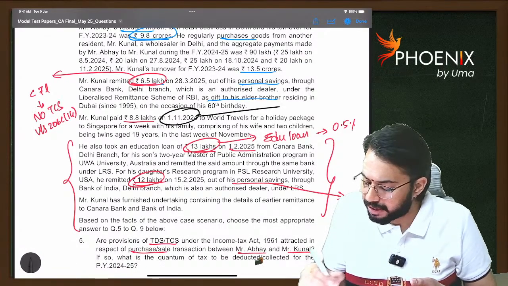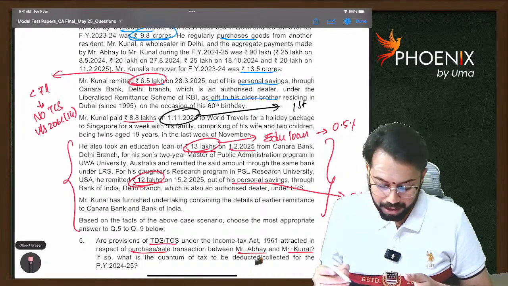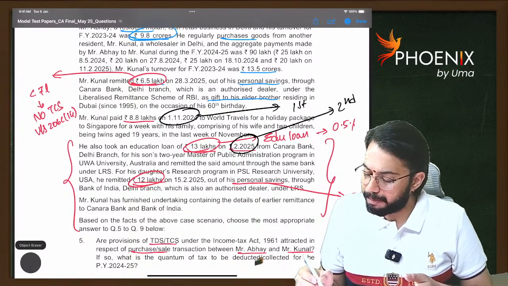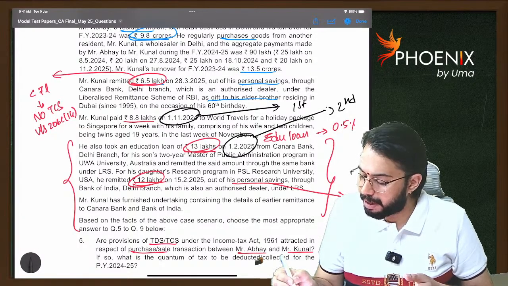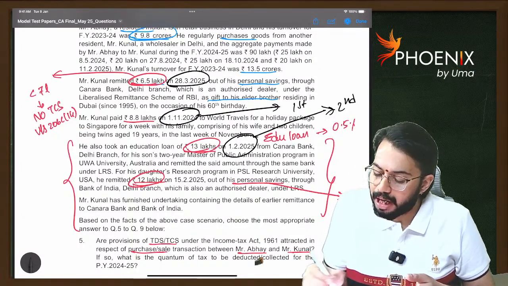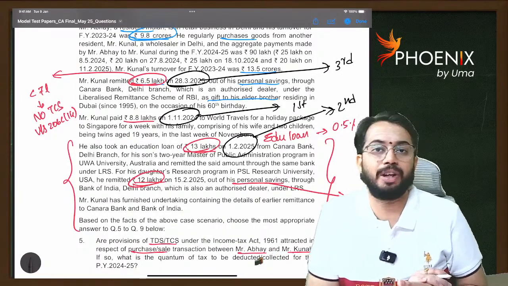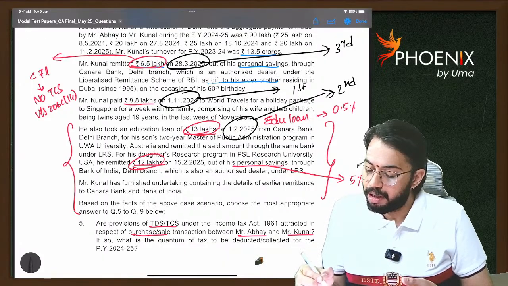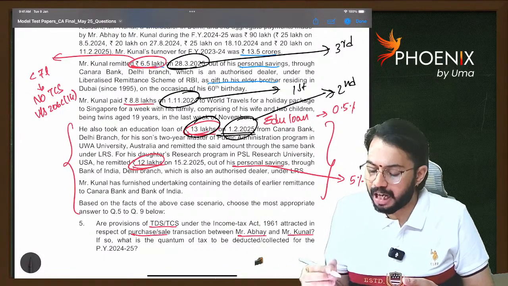First remittance was on 1st November 2024. Second remittance was on 1st February 2025. Third remittance was on 28th March 2025. Am I correct or not? So, when first remittance was made, 13 lakh rupees.